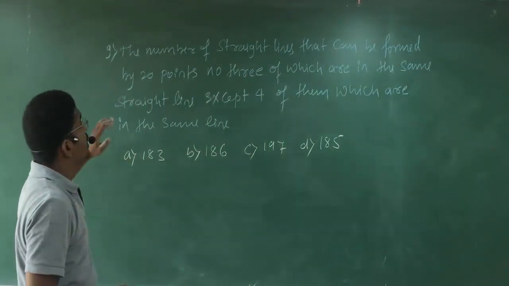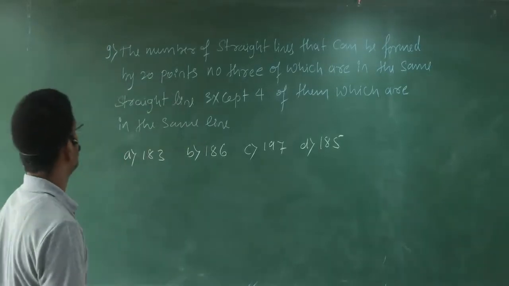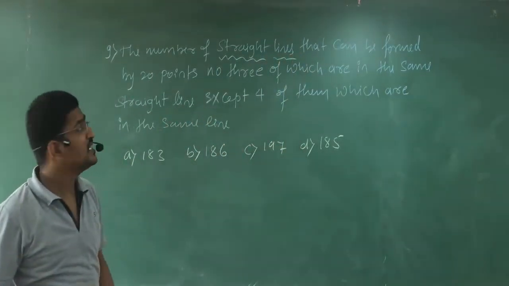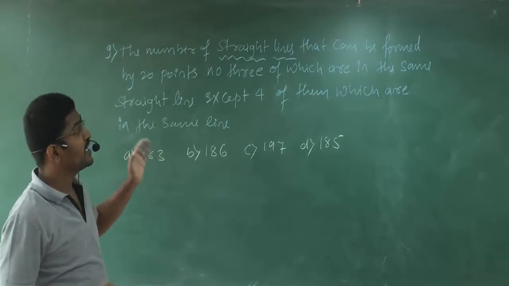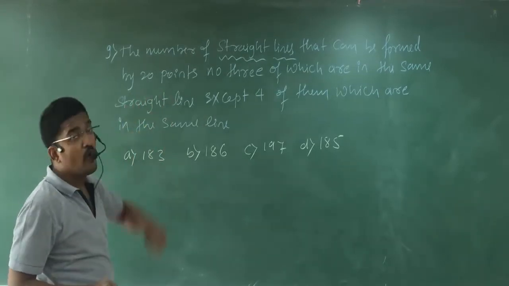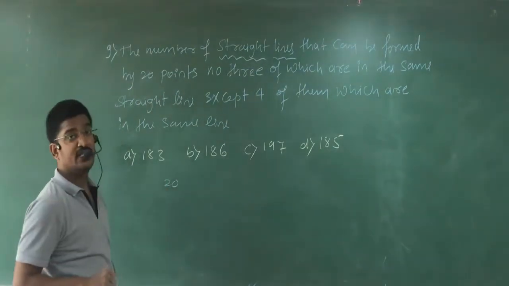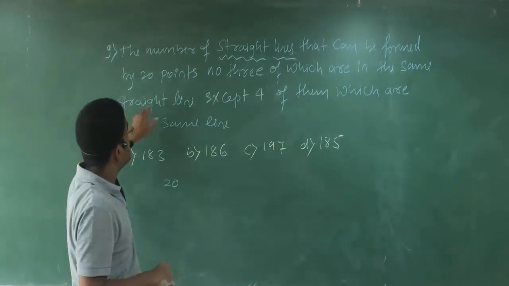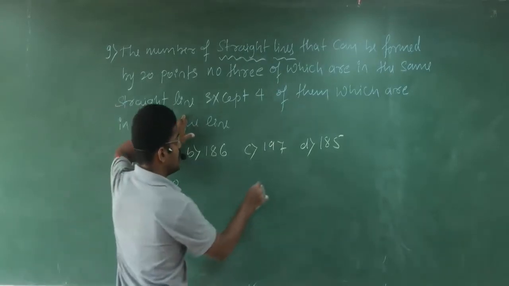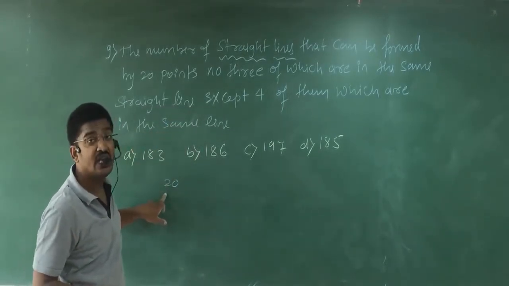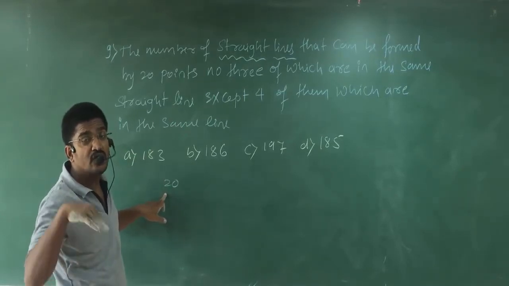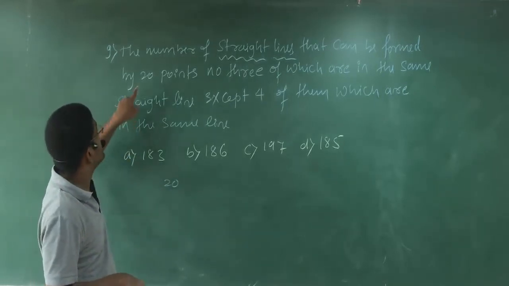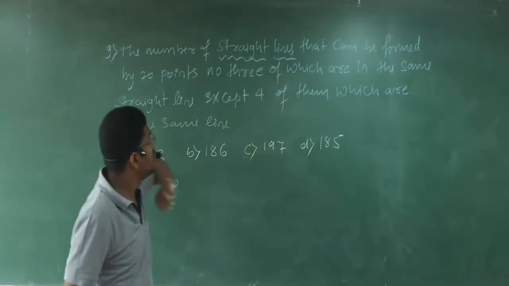So now let us go for the next problem. See here, the number of straight lines that can be formed by 20 points. That means you have 20 points, no 3 of which are in the same straight line. See, in these 20 there are no 3 points. That means there are no more than 2 points which are on the same line. That means 20 points, no 3 of which are in the same straight line.